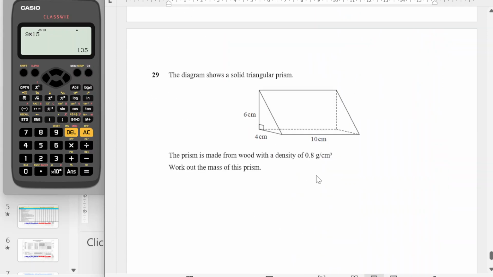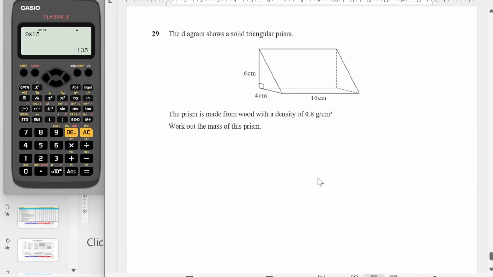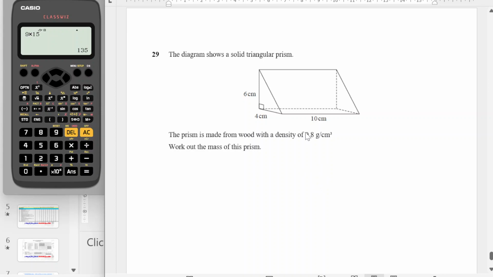Okay, and next question. This is actually the final question, and this was not on the crossover. So this is kind of a foundation tier only. It's not a foundation tier only skill. It just wasn't on the crossover. The diagram shows a solid triangular prism. The prism is made from wood with a density of 0.8 grams per centimeter cube. Work out the mass of the prism.